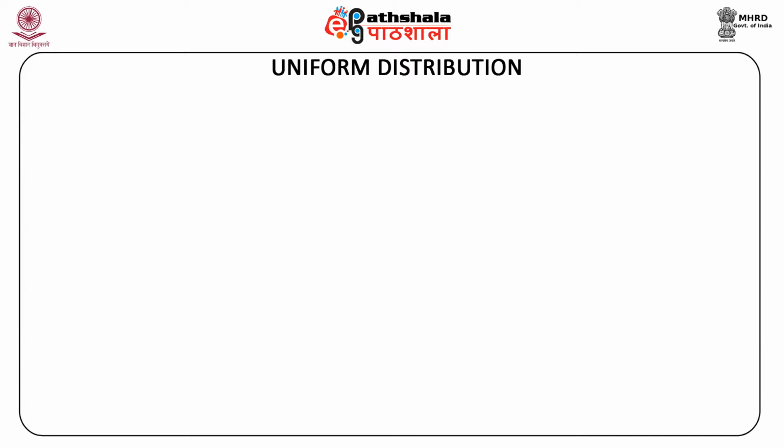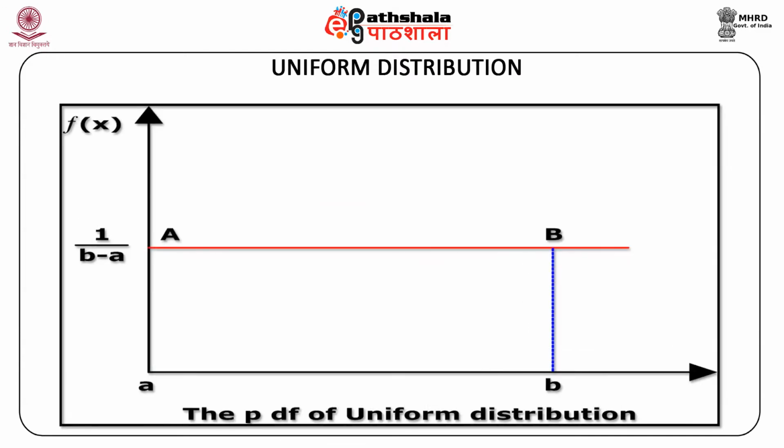Here the probability is proportional to the length of the interval under consideration. Its graph is shown by a horizontal line over the entire range of values from its lower end point a to higher end point b, whose height is equal to the probability 1 divided by b minus a. The total area under the curve can be simply calculated as the area of the rectangle, which is equal to height into width.